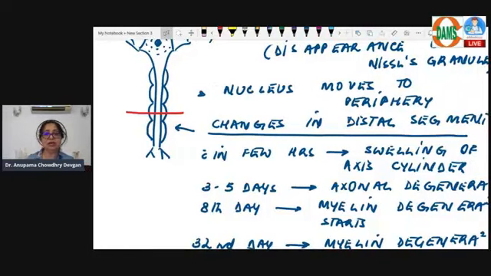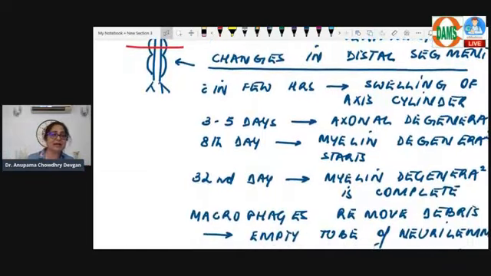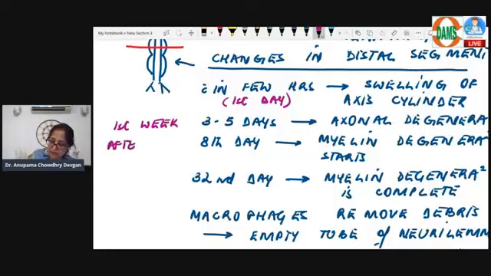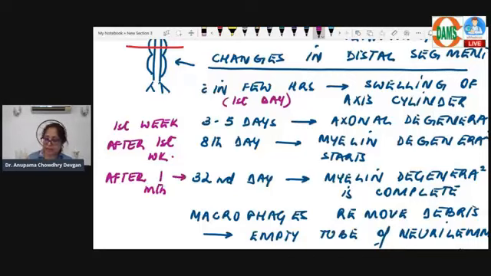On the 8th day, myelin degeneration starts, and myelin degeneration is complete by the 32nd day, right? So in other words, just to remember this: within the first day itself, swelling. First week, axonal degeneration. After the first week, myelin degeneration will start. After 1 month, myelin degeneration is going to be complete, right?